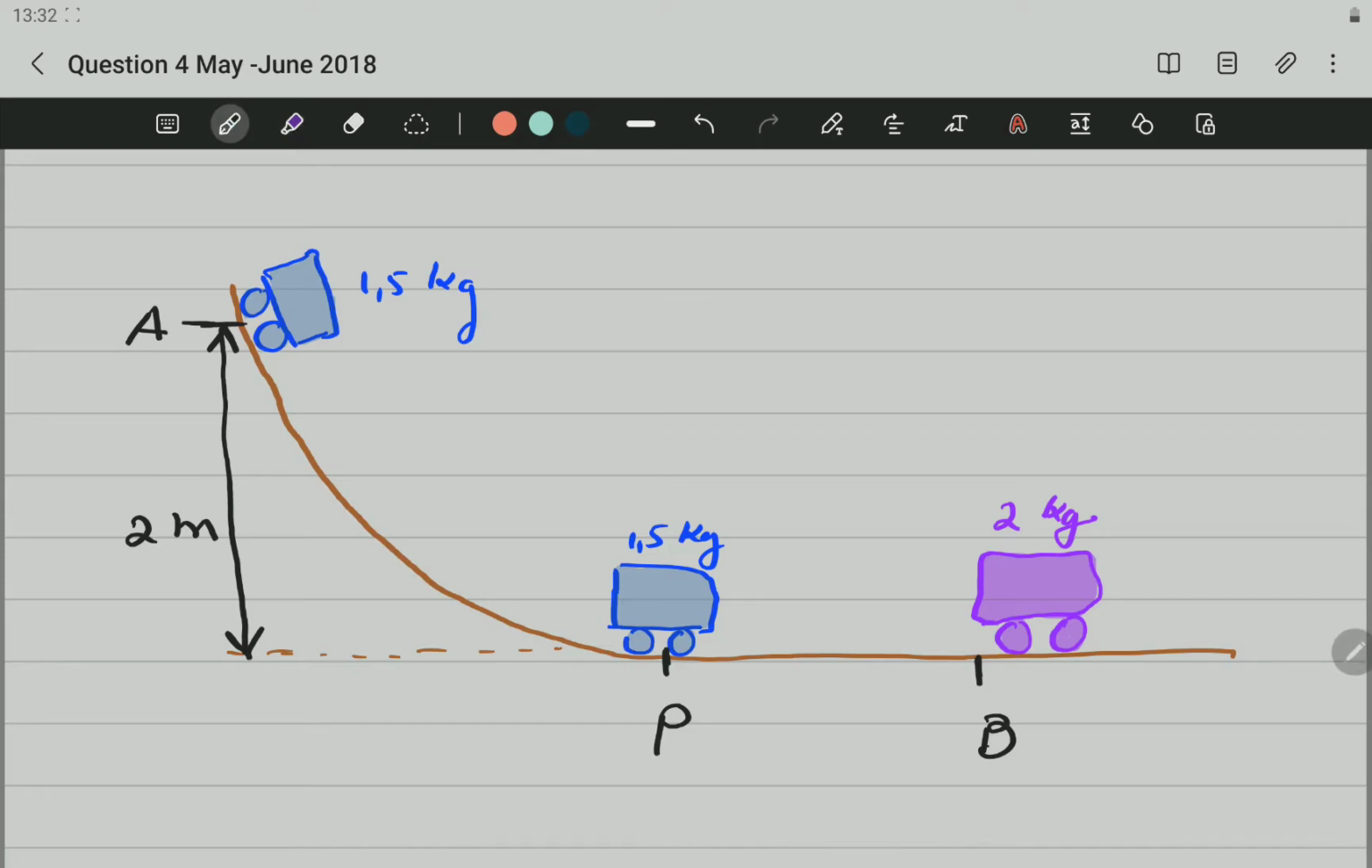Now, what we need to know: the initial velocity here is going to be equal to 0, because the object is being released. It was held there and they release it. So the velocity there is equal to 0. And this trolley is stationary, so the initial velocity of this trolley is also 0. Okay, so that is the drawing and that is the situation of this question.